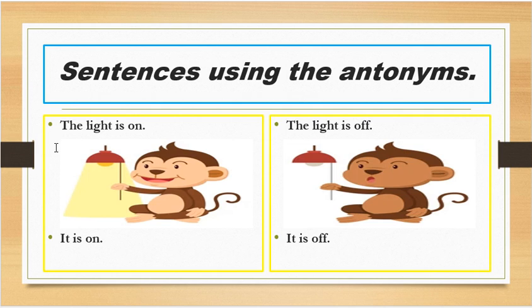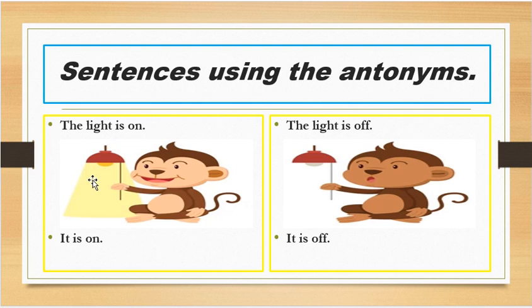Okay, next, the light is on. Here the light is on, the light is off. So this is our sentence for this one. If you remember, this is part of our vocabulary and picture. So if you see the light is on, based on the picture, I see the light. So I can say the light is on, and here the light is off.